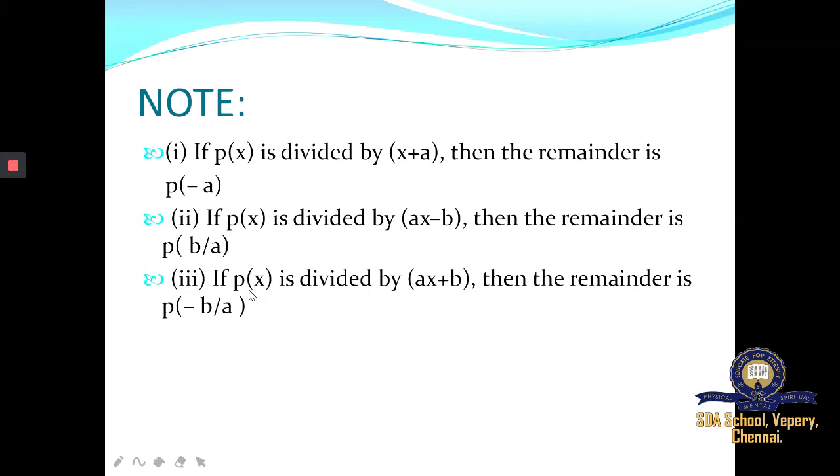Similarly, if p of x is divided by ax plus b, then the remainder will be p of minus b by a. Likewise, if you equate this expression to 0, what will you get? You will get ax is equal to minus b, and then x is equal to minus b by a. Eventually, that will be the remainder. That's what they are trying to say.